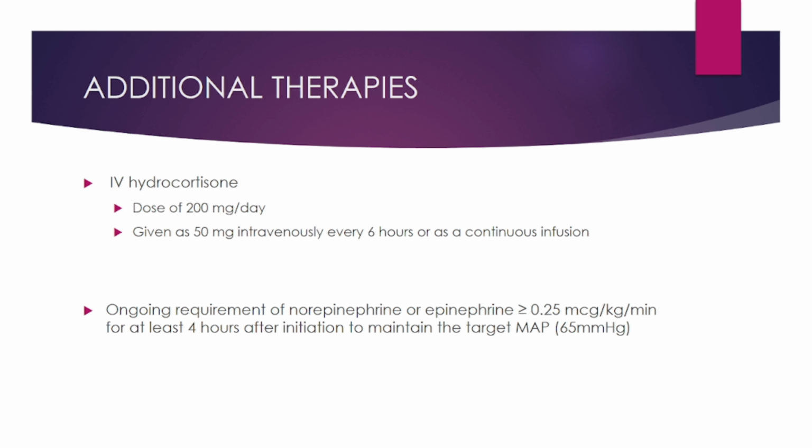Additional therapies. IV hydrocortisone, dose of 200 milligram per day. Give as 50 milligram intravenous 6 hourly or as a continuous infusion. When do you start hydrocortisone? Is it within 1 hour or 3 hours? No. When there is ongoing requirement of epinephrine or norepinephrine, with norepinephrine more than 0.25 microgram per kg per minute for at least 4 hours after initiation to maintain mean arterial pressure more than 65 millimeters of mercury, then you have to start steroid. Probably I don't start it in the emergency department, but after seeing the response. It's not in the bundle.